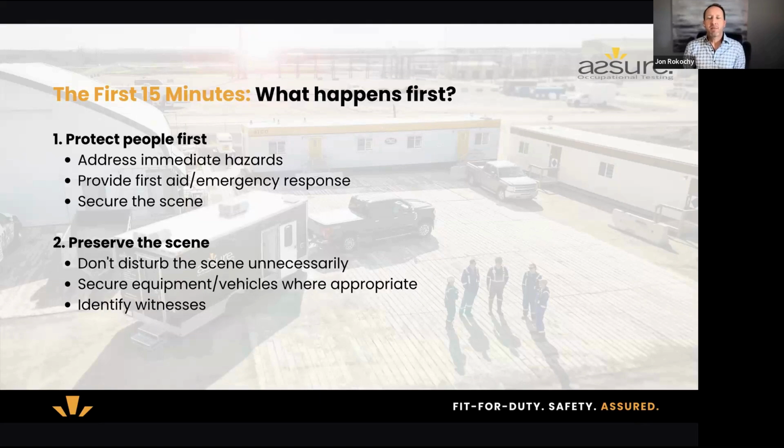So let's talk about when there is an incident. Let's talk about the first 15 minutes. What happens first? First thing you're going to do, of course, is protect people. If somebody is physically injured, does 911 need to be called? Do they need to be transported to a hospital? Of course, that's number one. Drug and alcohol test is going to be secondary to any life-threatening concerns. That is, of course, number one: address immediate hazards, provide first aid, emergency response, secure the scene.